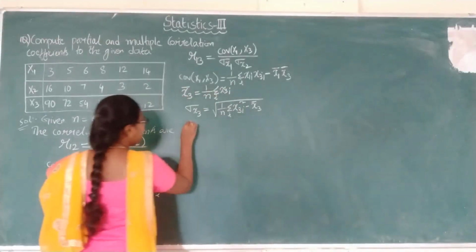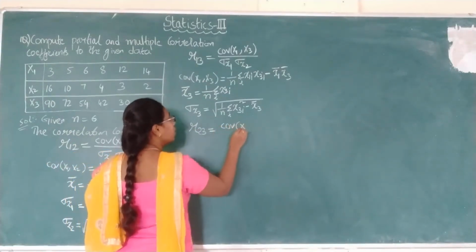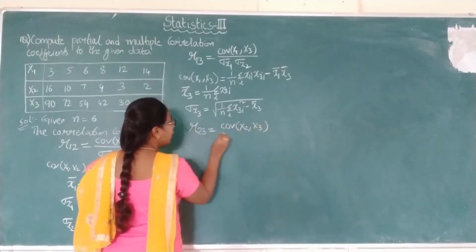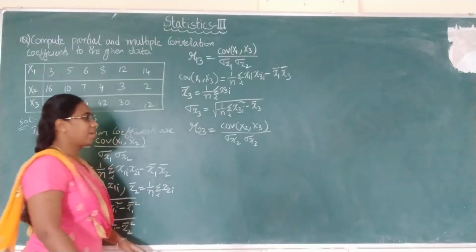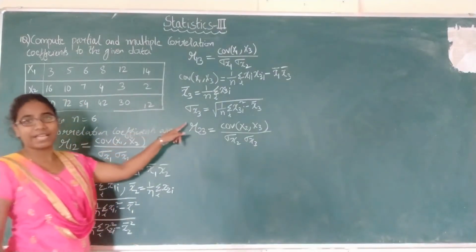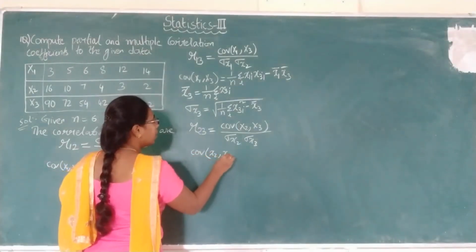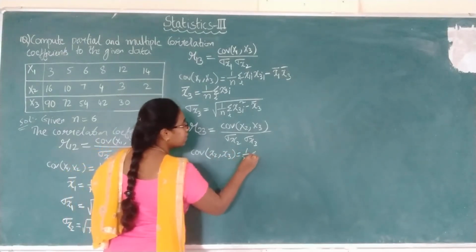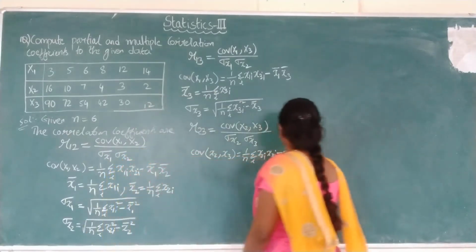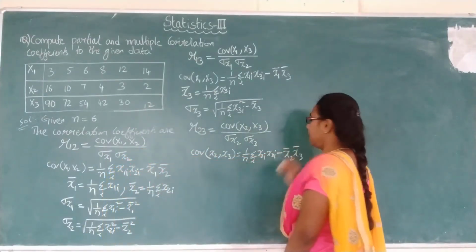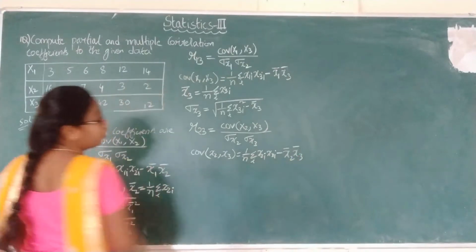Similarly, write down R23 also. R23 means covariance of x2 comma x3 divided by sigma x2 into sigma x3. We have already written the formulas for sigma x2 and sigma x3. So write down the covariance of x2 comma x3 equals 1 by n summation over i of x2i into x3i minus x2 bar into x3 bar. These are the required formulas for finding the correlation coefficients.